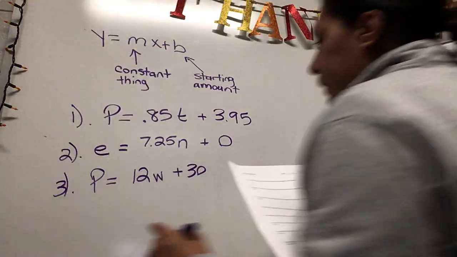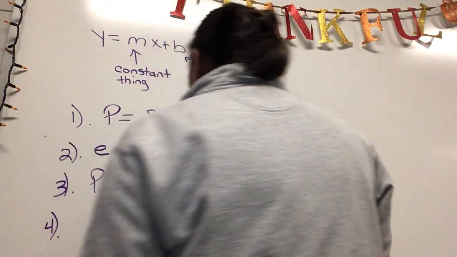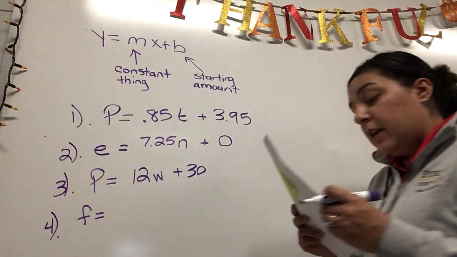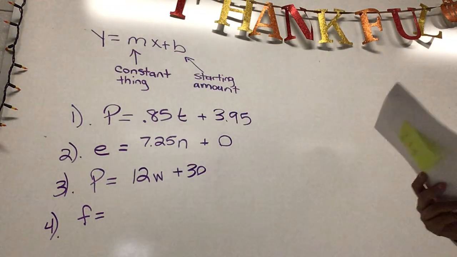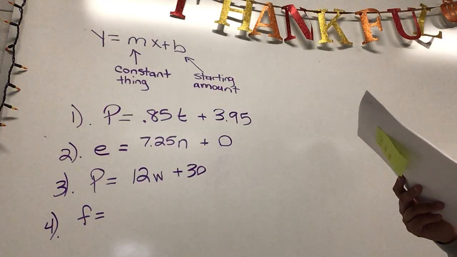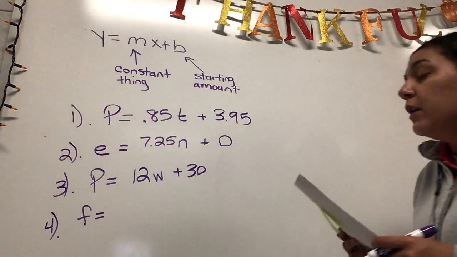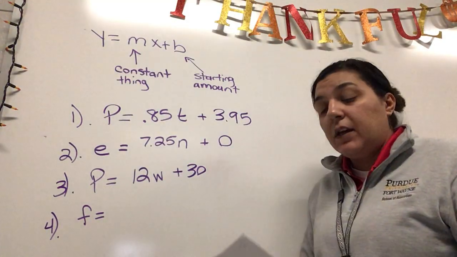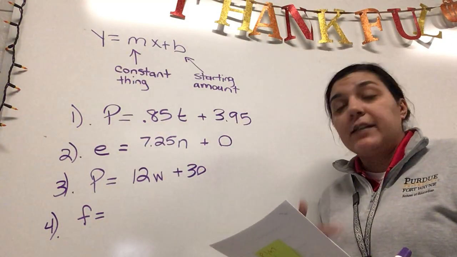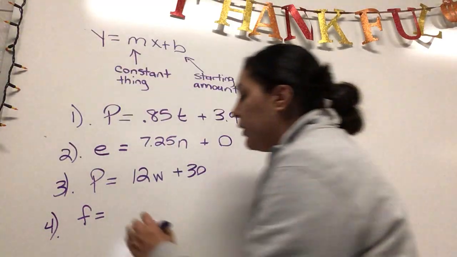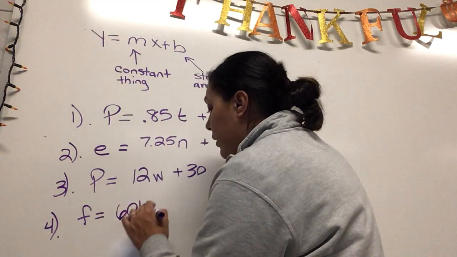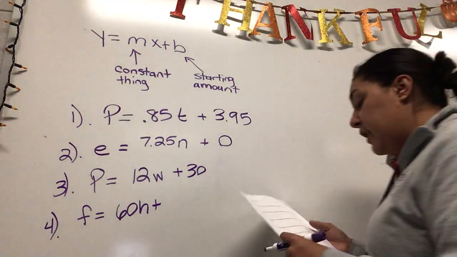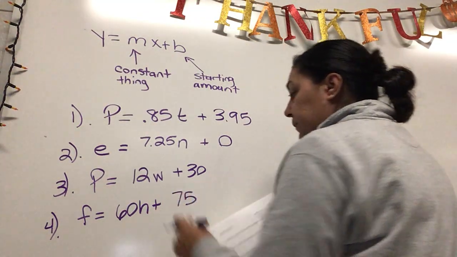Okay, plumber's fee. A plumber's fee is F. Okay, so we got F equals $75 for a house call and $60 per hour for each hour worked. So what's our starting amount and what's that constant thing? Well, the constant thing is going to be that $60 per hour. So you're going to have $60 per hour plus, well, how much does it cost for him to just come to your house? Well, that's going to be that $75.